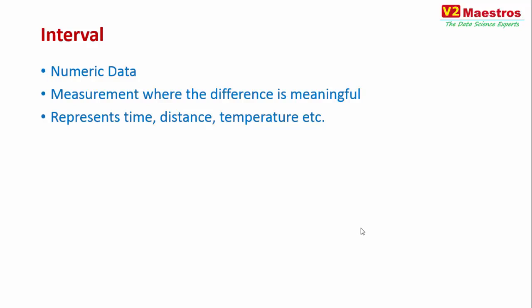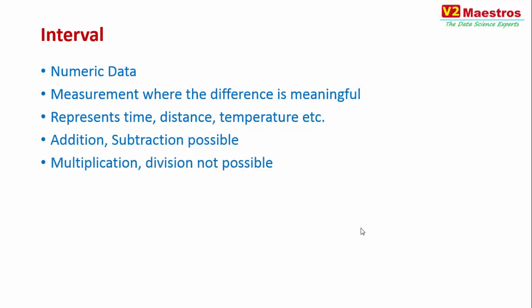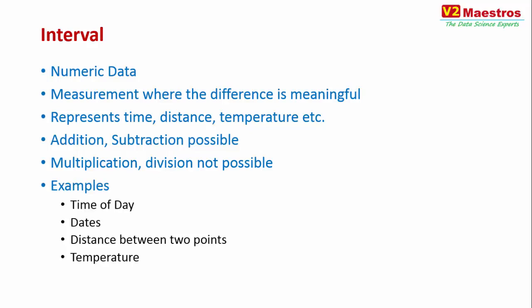It represents things like time, distance, temperature, these kinds of things. The most important thing you want to note is that addition and subtraction is possible. Like you can add time or subtract time, add distances, add temperatures. But multiplication and division are not possible. You cannot multiply distance 1 and distance 2 and get another distance. You will always get distance squared. It doesn't make sense to multiply and divide distances. So that is what it means. Examples are time of the day, dates, distance between 2 points, temperature, and things like that.